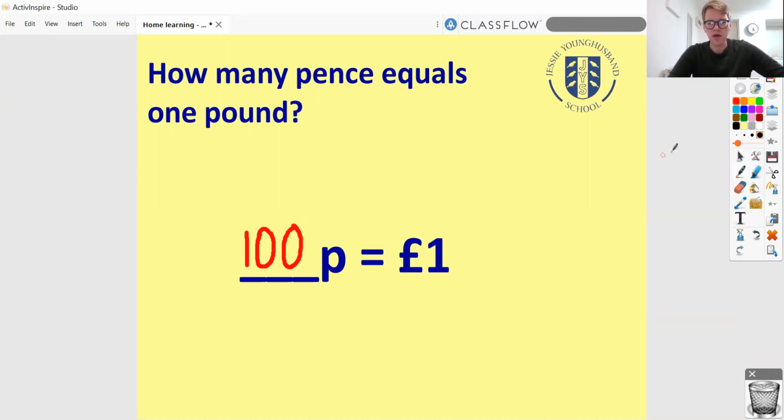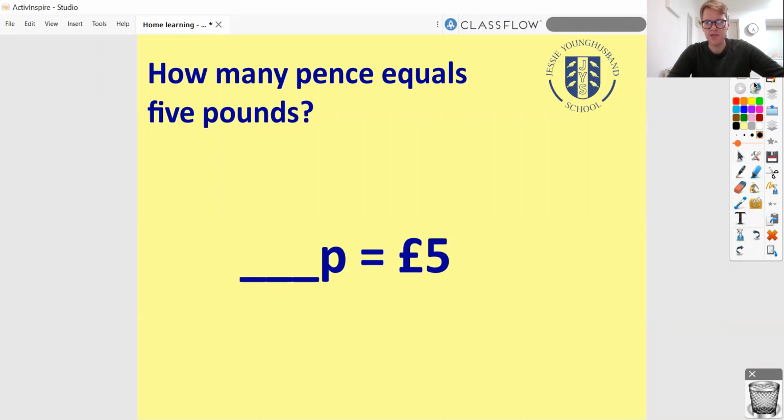So if we know that 100p is £1, how many pence is £2? I think we'll do these ones verbally. So while I'm reading these out, maybe say your answer out loud. So we know that 100 pence is £1, so is £2. It's 200 pence there. Likewise, if it's 100 pence is £1, 200 pence is £2, then £5 is how many pence?